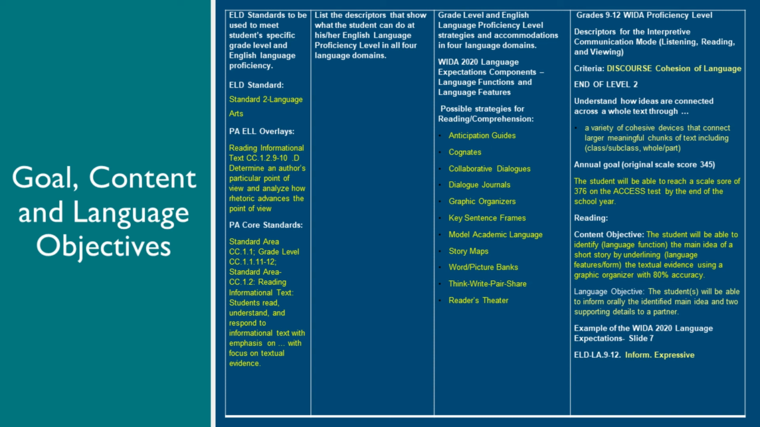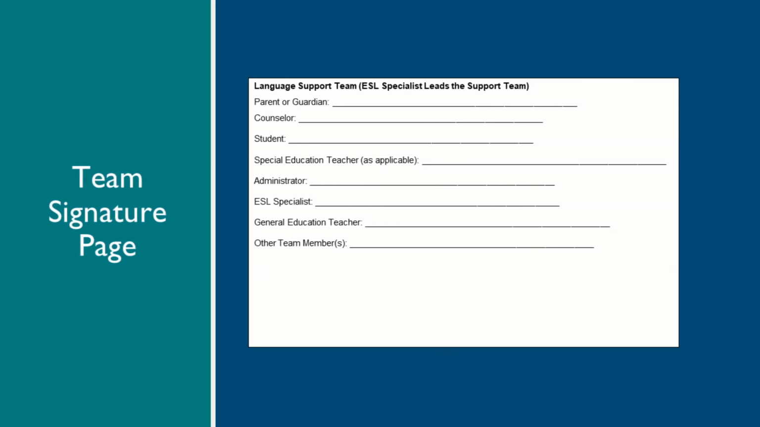A gentle reminder on how generalizing a lesson will not work for all students. It must be specific to the student and their academic language needs to ensure English language proficiency growth. The next slide is the team signature page. This page requires all the stakeholders to sign off on Juan's English language individual language learning plan.